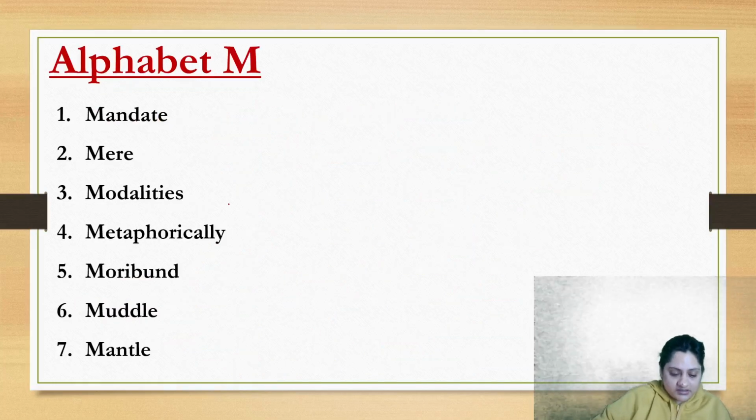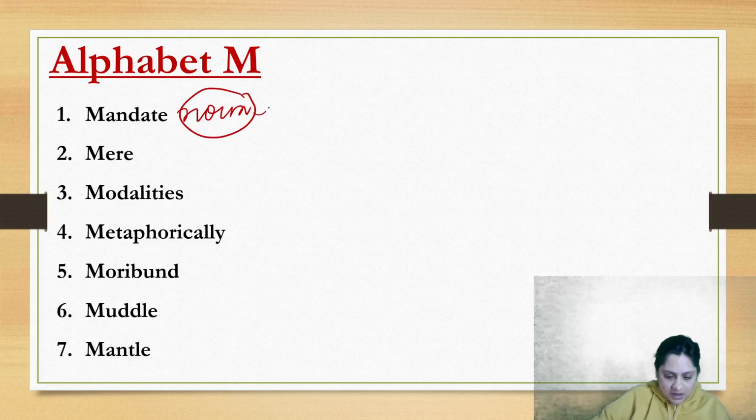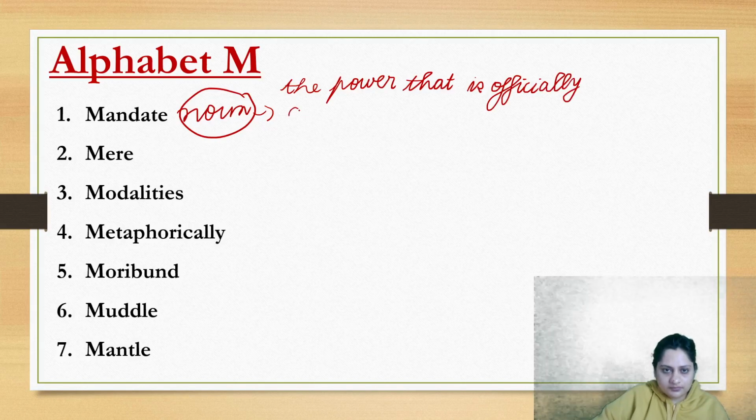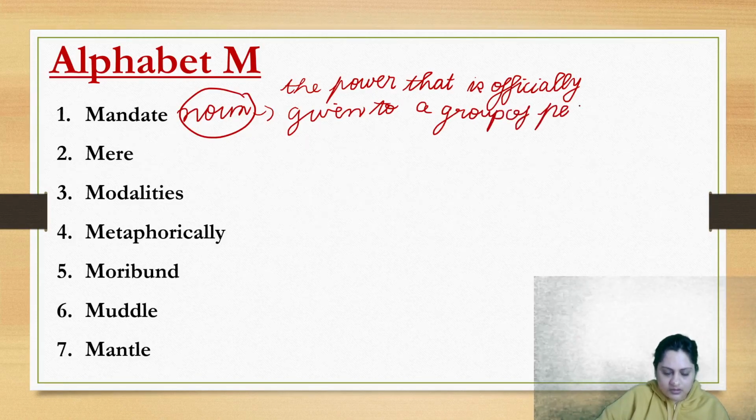Coming to your next word, starting with alphabet M. First one is mandate, a noun. Mandate is, guys, the power that is officially given to a group of people to do something, especially after they have won an election. That is their mandate. Okay, so mandate.